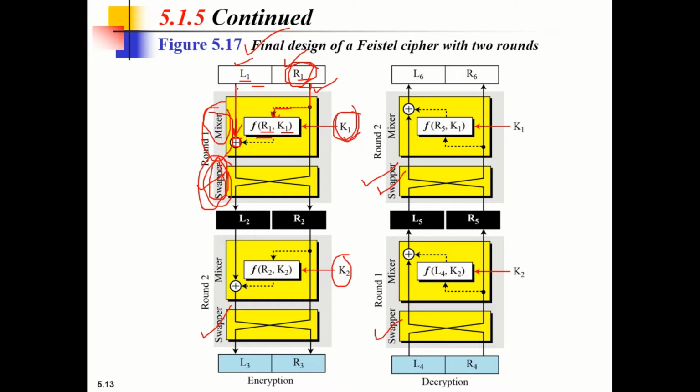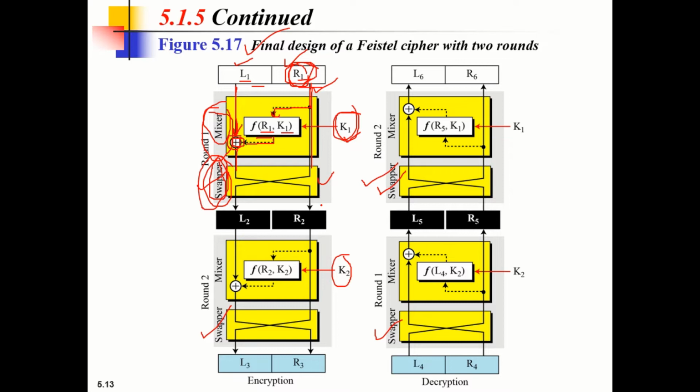The output of this function component and this L part, which is the left part of the plain text, are XORed over here, right? After XORing it, this and the right part of the message are swapped using the swapper. In the previous design, we were simply using this right part of the plain text as it is in the next level, right?